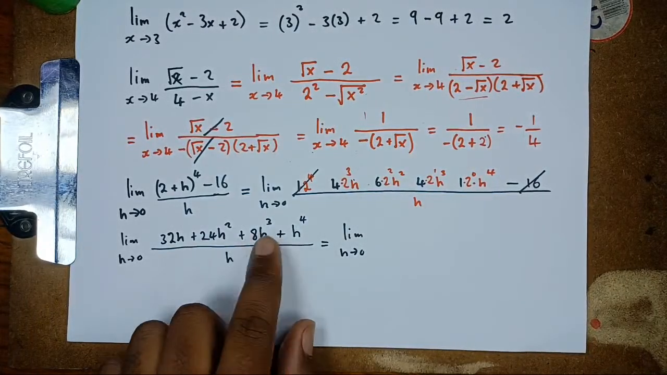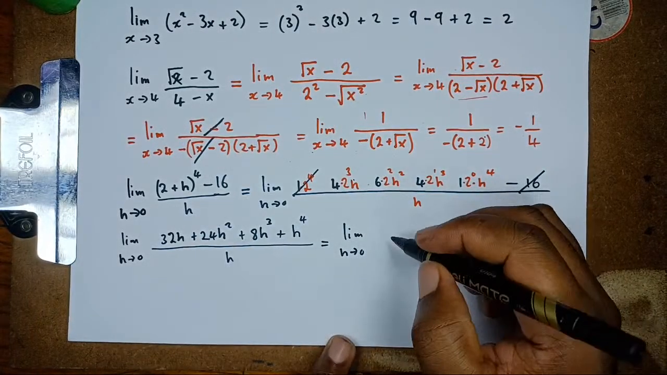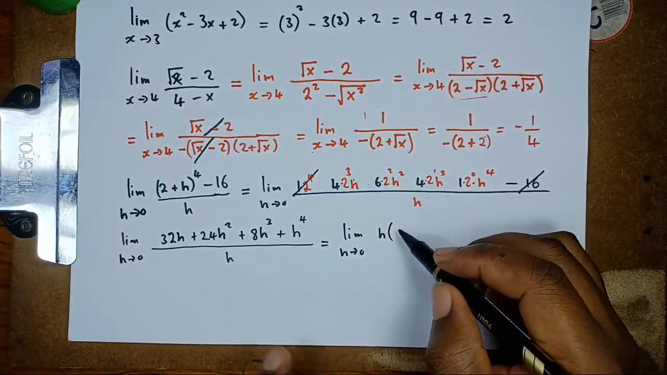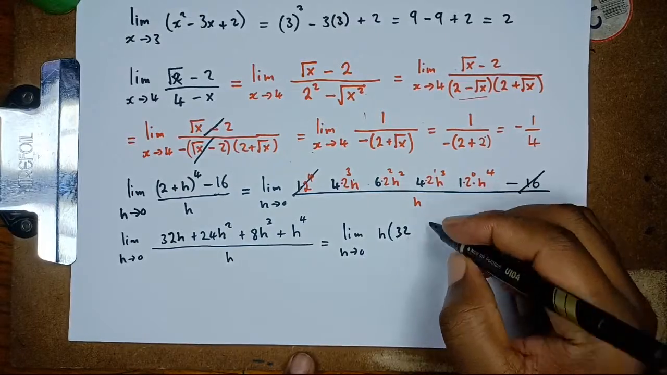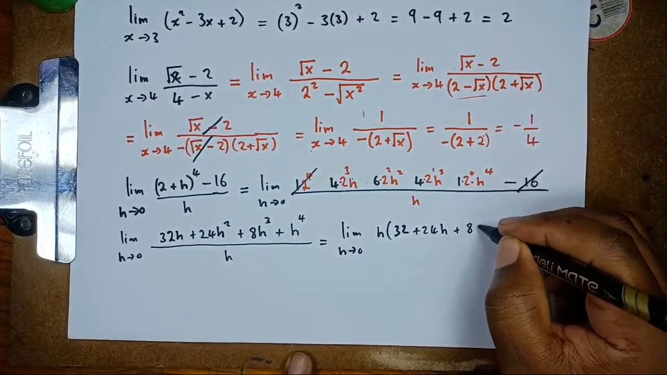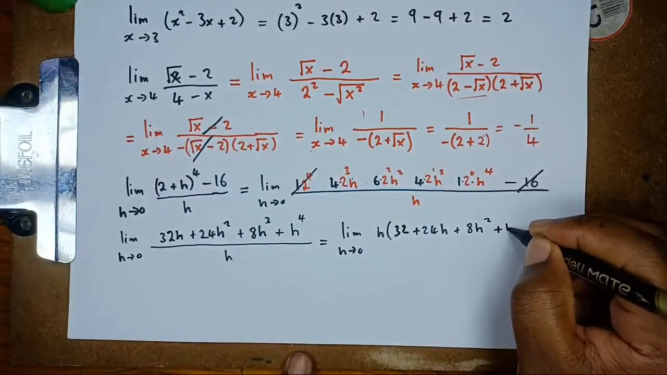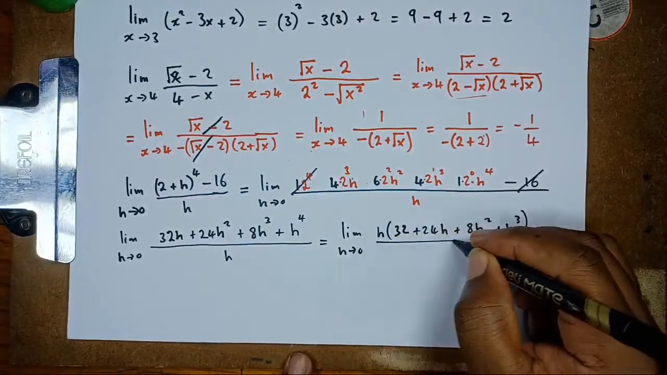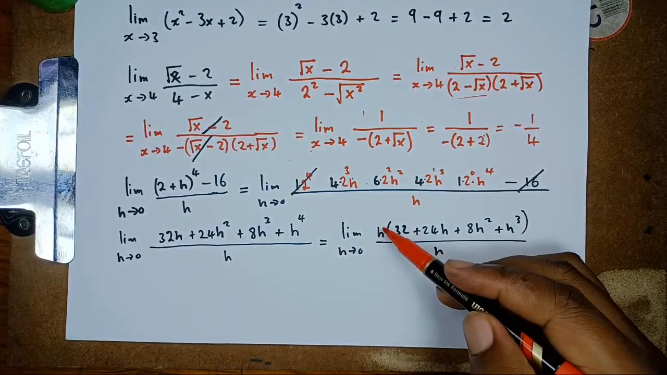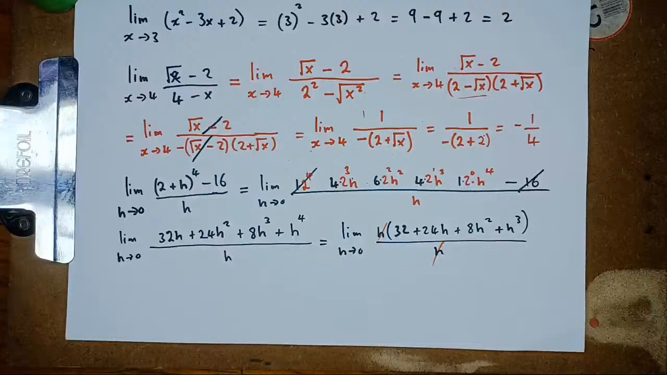So we factor out h because it's common. So I can say we factor out h like this. What do we remain with? 32 plus 24h plus 8h squared plus h power 3. All this divided by h. Then this h and this h will cancel.